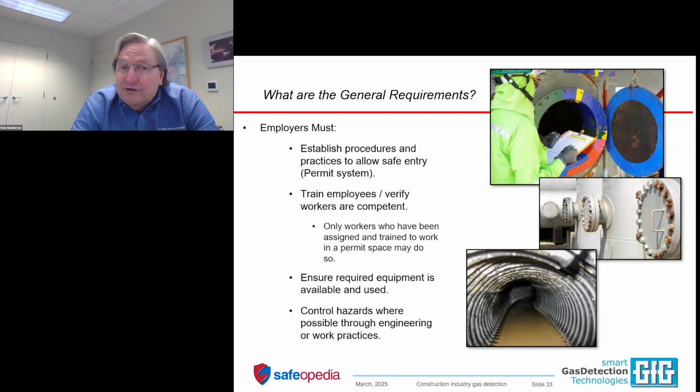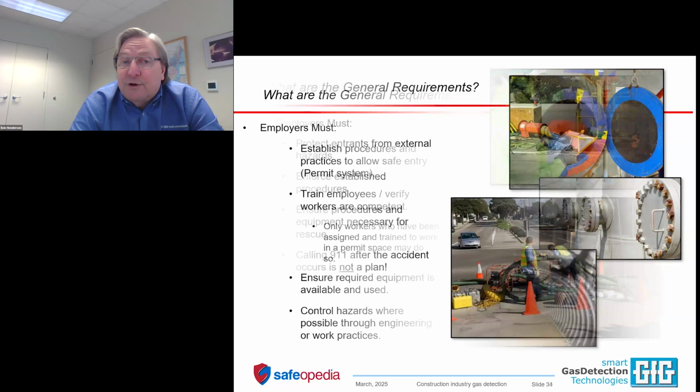You need to follow the rules that are defined by your permit system. You need to train employees. You need to verify that workers are competent. And only workers who have been assigned and trained to work in a permit space are permitted to do so. You need to ensure that all of the equipment is available and used, and you need to surveil to make sure it's being used properly. And you need to control hazards where possible, or permanently eliminate hazards where possible through engineering controls or work practices.